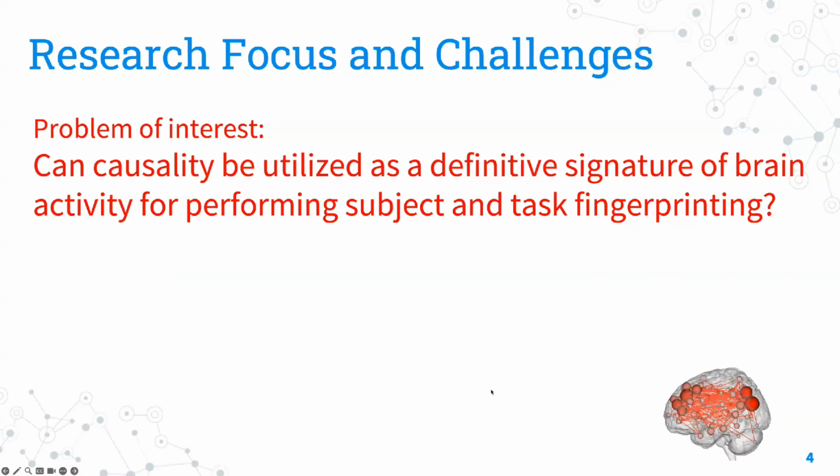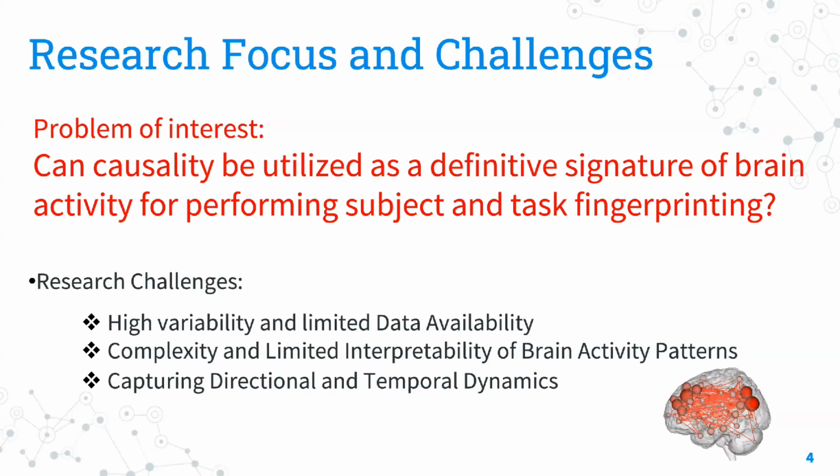With the vast amount of fMRI data we have, but a lack of effective tools to analyze it, we are left with a key question. Can causality be utilized as a definitive signature of brain activity for performing subject and task fingerprinting? Our goal is to capture the directional interactions and dynamic features between brain regions. However, current methods are limited in this regard, as they lack comprehensive causality analysis capabilities, which reduces the effectiveness of data analysis results.